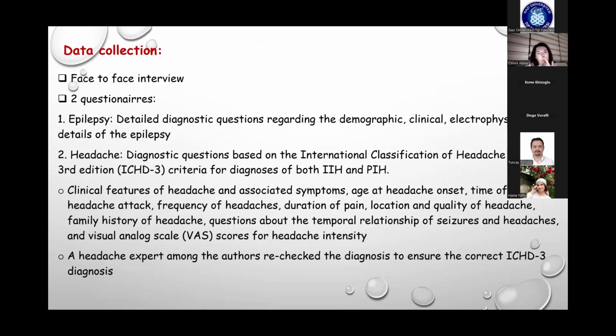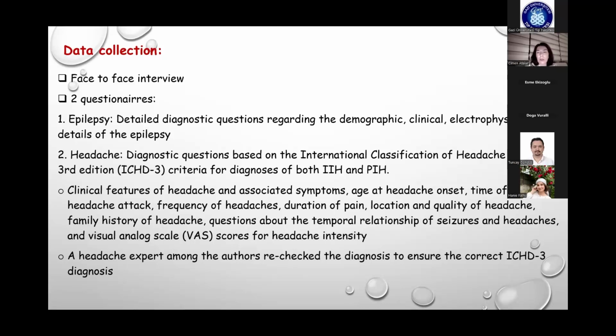Our data collection was as follows. We had a face-to-face interview with the patients. There were 2 questionnaires, one for epilepsy and the other for headache. Detailed diagnostic questions regarding the demographic, clinical, and electrophysiological details of the epilepsy were asked in the first questionnaire, and if the patient had headache, a second questionnaire was applied with diagnostic questions based on the International Classification of Headache Disorders 3rd edition criteria for diagnosis of both interictal and periictal headaches.